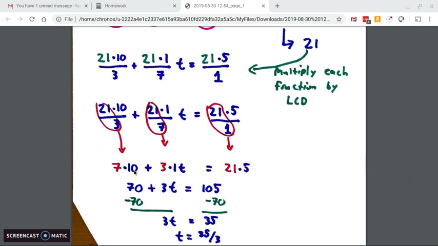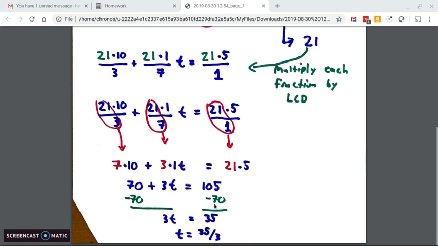So this 7 times 10 is just 70, 3 times 1 is just 3, 21 times 5 is 105. So I've rewritten the equation without any fractions in it, and I can just solve it like the more normal equations that I'm used to. So I subtract 70 from both sides. I get 3t is equal to 35, and then I just divide both sides by 3 to get t is equal to 35 over 3. So I hope that helps on that one.